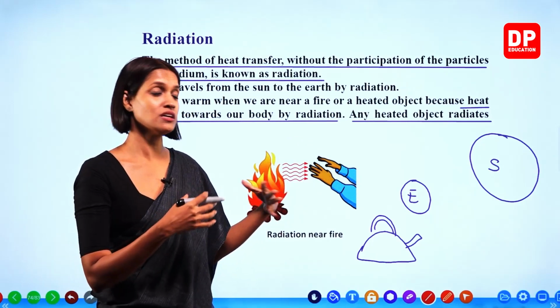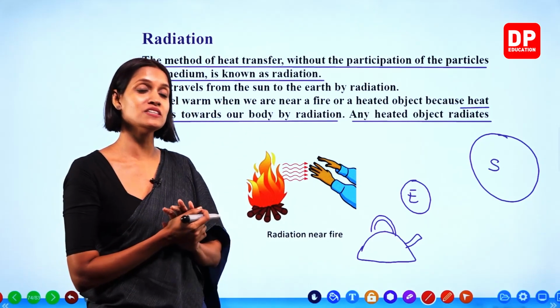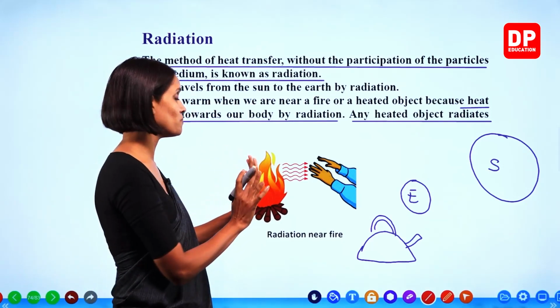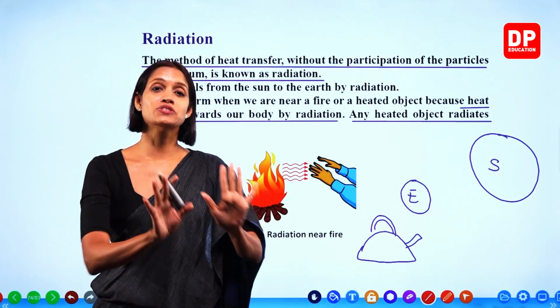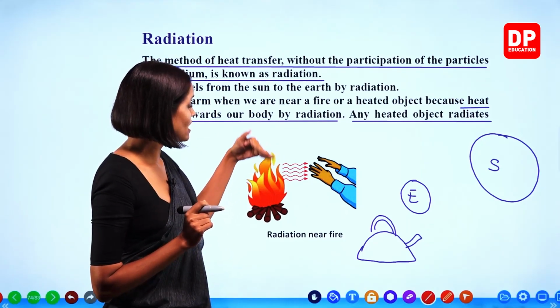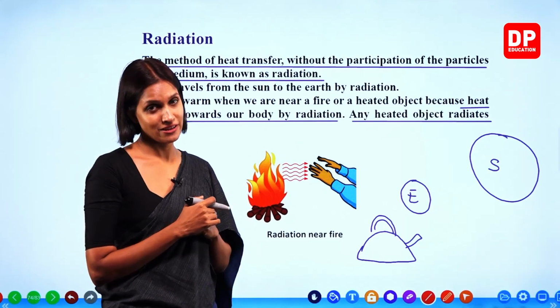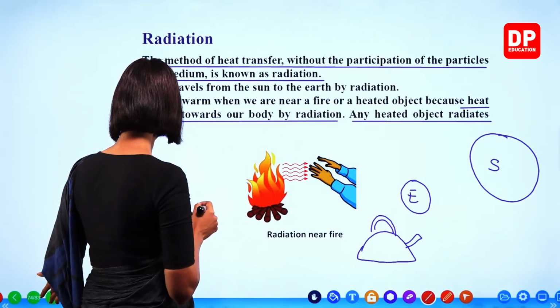Now, when it is in cold areas, sometimes we light a bonfire like this and we get our hands warm by holding our hands closer to a fire. Right, children? That is because due to the radiation, we can get our hands warmed up. Right, children? We'll move on to the next.